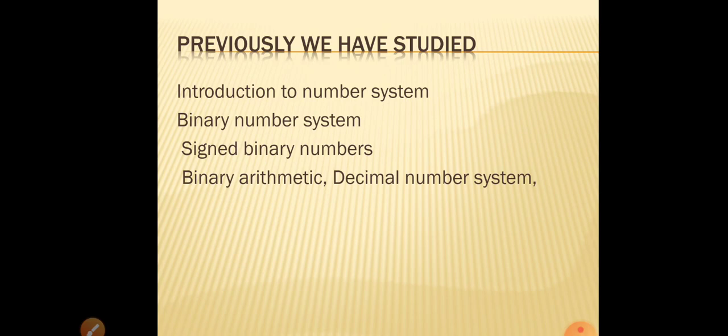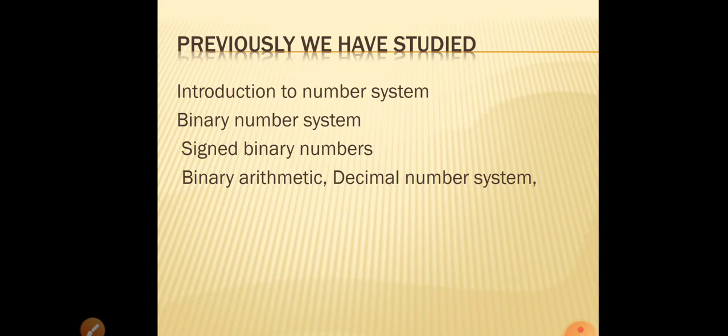Then the next point we have covered is the signed binary number system. What is the signed binary number system? As we know, in general numbering systems, we use a positive or negative sign in front of any number. In the same way, for the binary number system, we use a 0 or 1 to represent the positivity and negativity of the number. So this was the signed binary number system.